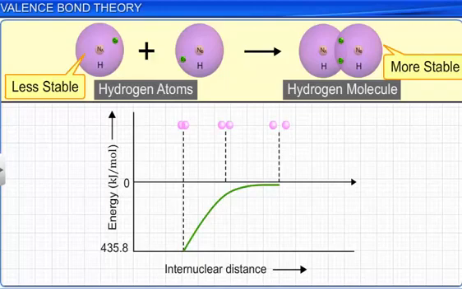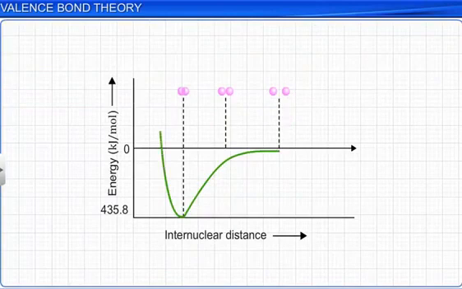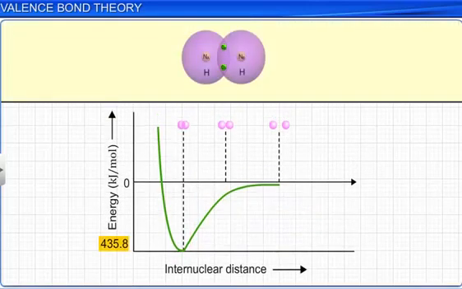As energy is released during the formation of the bond between the two hydrogen atoms, we can say that the hydrogen molecule is more stable than the isolated two hydrogen atoms. The energy so released is called the bond enthalpy, which corresponds to the minimum as shown in the figure. It is important to note that the same amount of energy is required to dissociate one mole of hydrogen molecules.